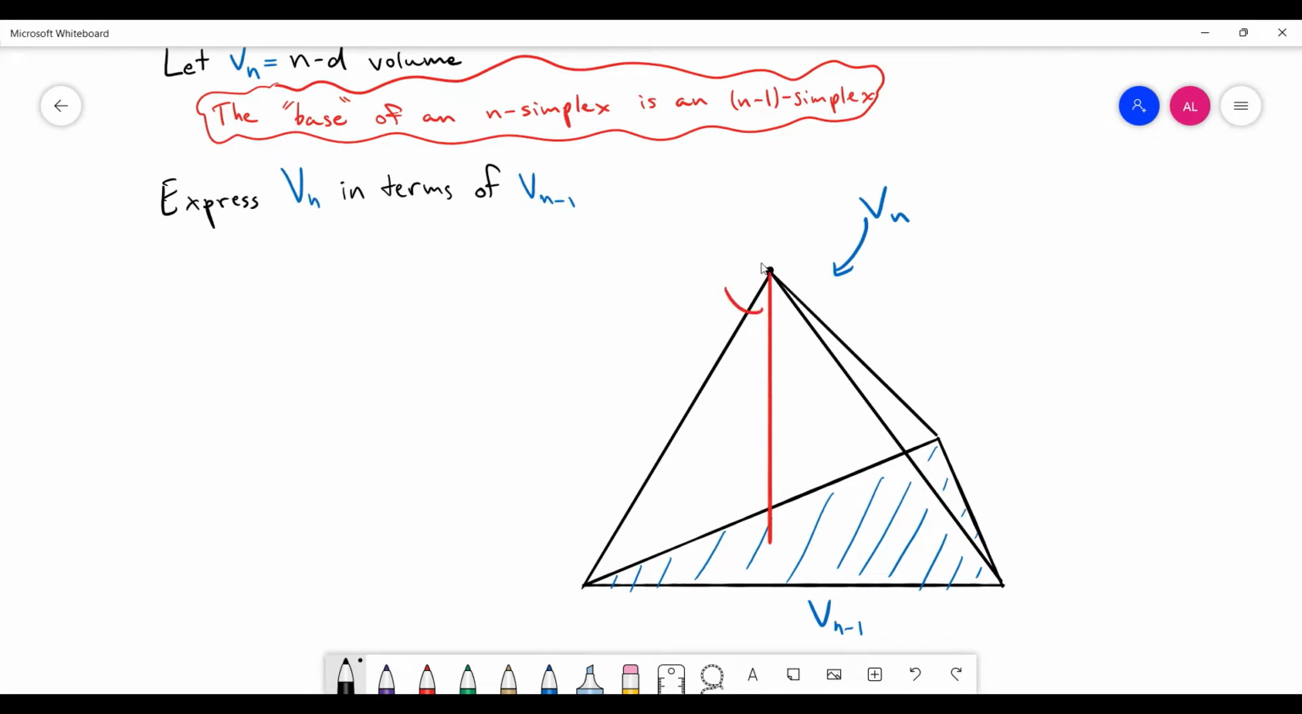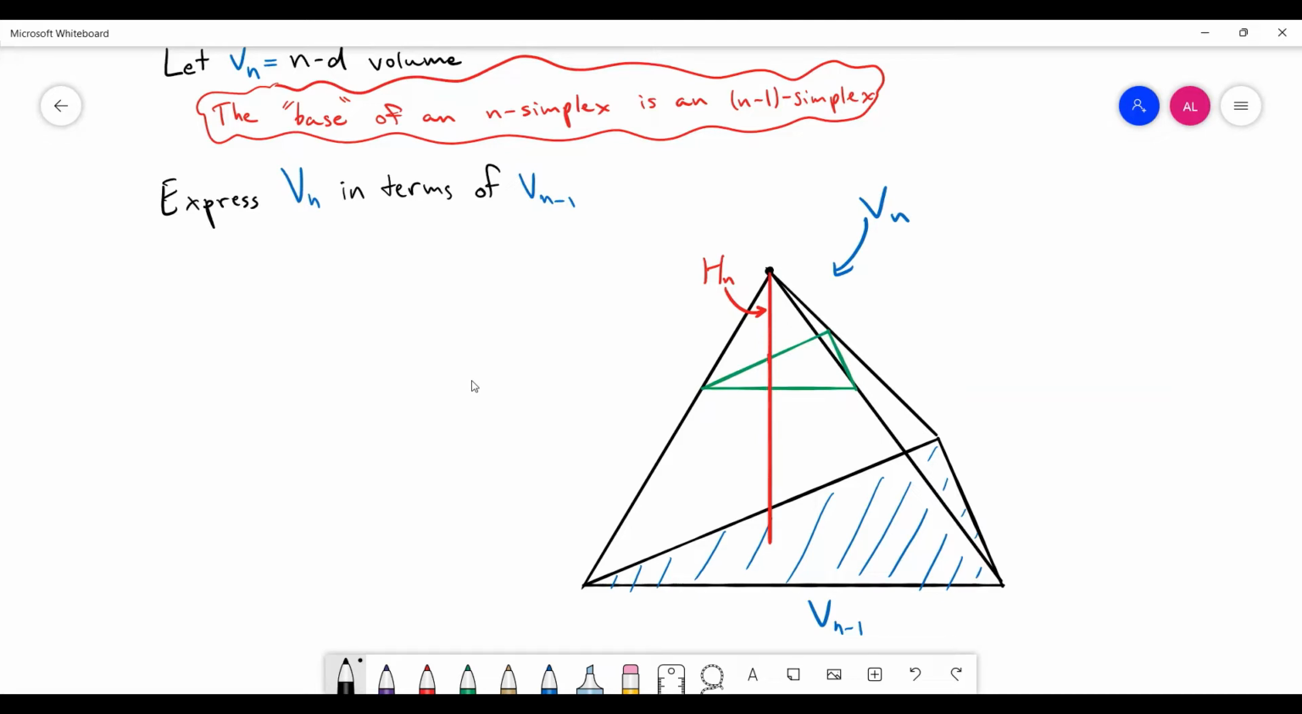Okay, so this big simplex has volume Vn, and the base has volume Vn minus 1. And then we also have this point right here, and the height of the simplex is Hn. So the height we can define as the distance between this highest point that's not on the base, and the projection of this point onto the base. That's a more mathy definition of height, but this is essentially what the height is, and it also generalizes to higher dimensions.